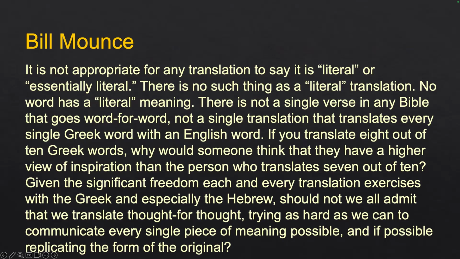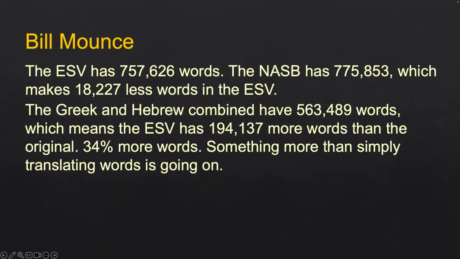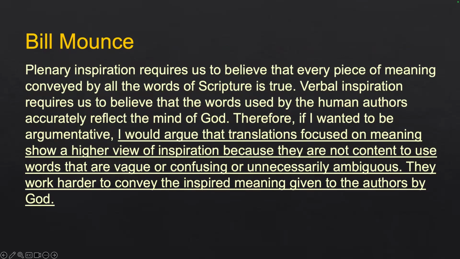So because he was talking about 7 out of 10 and 8 out of 10, in the same article he has the following. The ESV has 757,626 words. The New American Standard has 775,853, which makes 18,227 fewer words in the ESV. The Greek and Hebrew combined have 563,000 words. Okay. So the ESV has 194,000 more words than the original, 34% more words. And he says something more than simply translating words is going on. So I didn't realize there was that much difference.